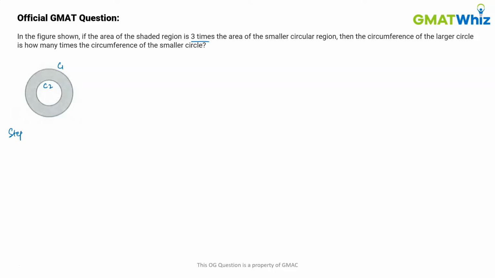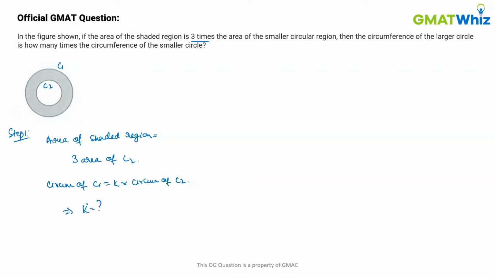Now let's write down all the information. So the area of shaded region is given to be equal to 3 times the area of C2. We have to find the circumference of C1 is how many times the circumference of C2. That means that we have to find the value of K.